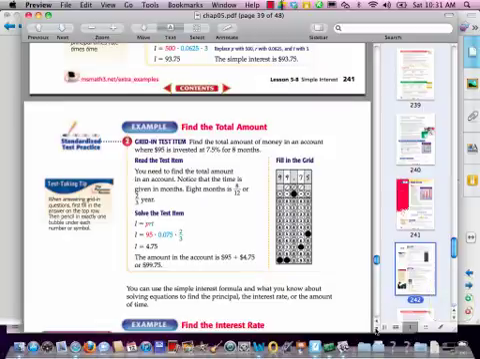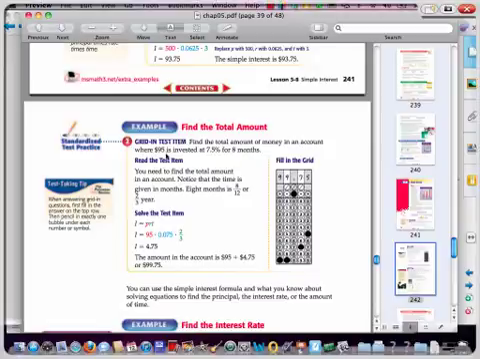All right, let's take a look at this example. It says, find the total amount of money in an account where $95 has been invested at 7.5% for 8 months. So there's a couple things that are a little different than the last one. One, they're asking for the total amount of money. They're not just asking for the interest. So it's really 2 problems.